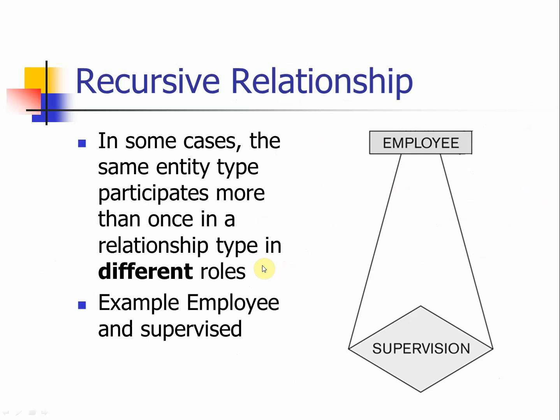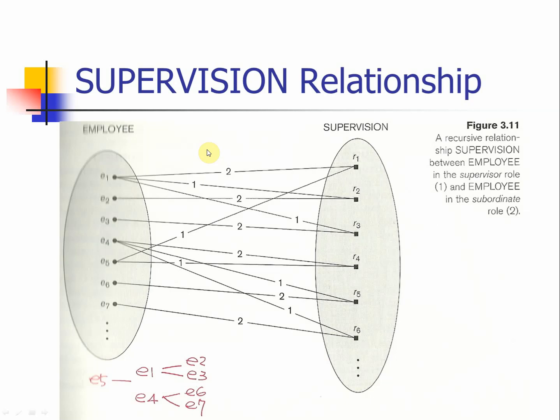Recursive relationship, indicating that it is a relationship involving the same entity. So in some cases, the same entity type participates more than once in a relationship type in different roles. So think about this. In our supervisor, every employee has a supervisor, or every employee has some supervisors to describe them. In this case, a supervisor is also an employee. So that forms a recursive relationship here. This is an interesting description that we can see.